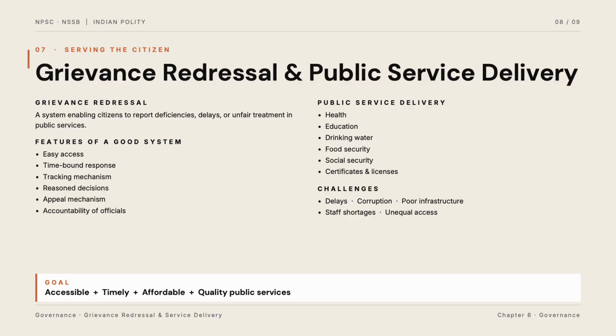Public service delivery: health, education, drinking water, food security. So every department has its own responsibilities when it comes to public service delivery. For health and family welfare, they provide free medicines, right? They provide free medicines and a lot of free stuff. So this is one public service delivery, delivered by the Ministry of Health and Family Welfare in Nagaland.